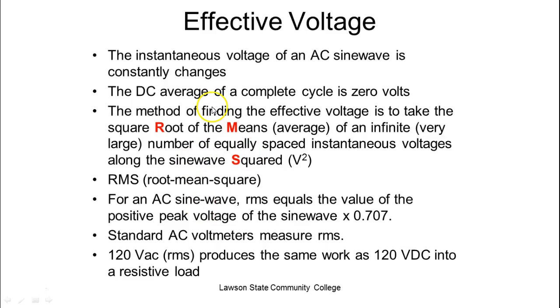We talked about why we use RMS, because we can't use the DC average. If I did the DC average of a sine wave, it would equal 0. They wanted to come up with a way to get an effective voltage where the negative voltage did just as much work as the positive voltage. And this is where they came up with root mean square, or what we refer to as RMS.